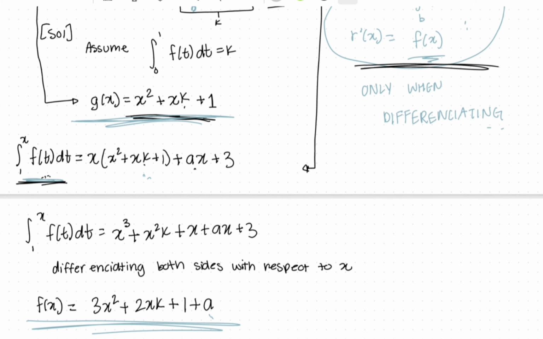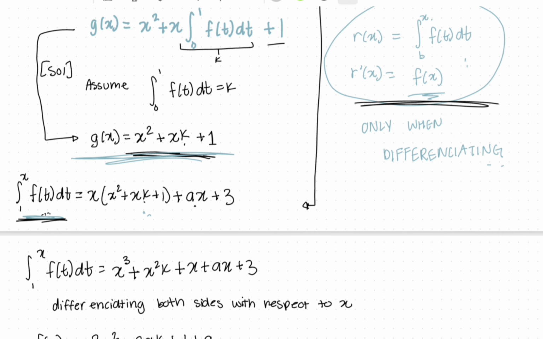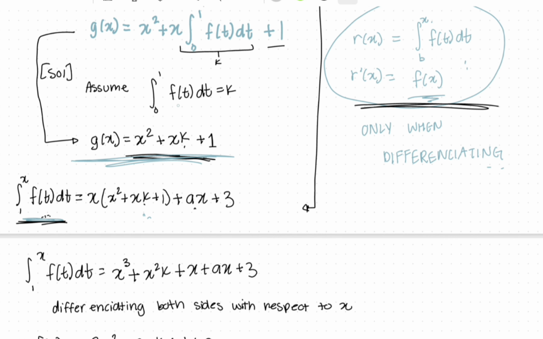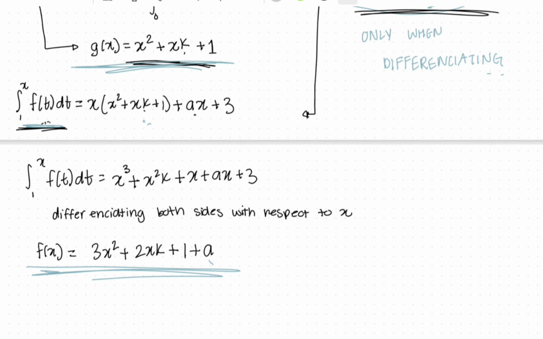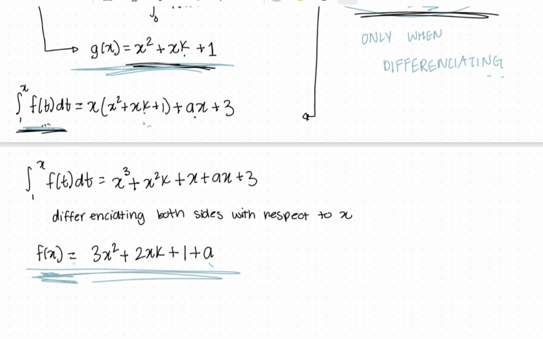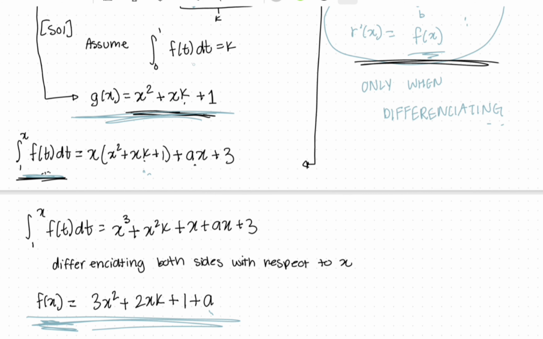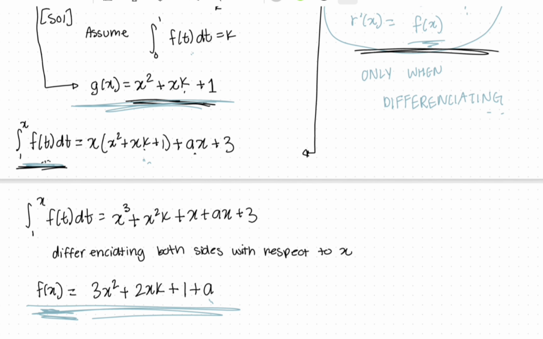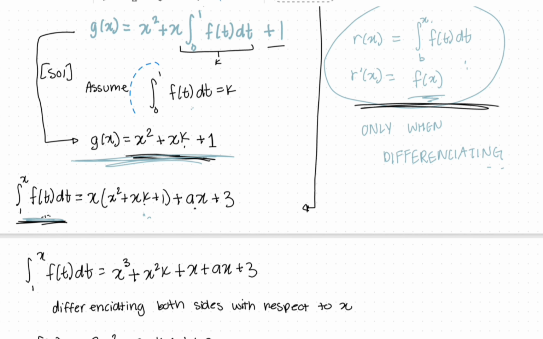But not to worry, we see that when we assumed k, it was in terms of f of t, and this is f of x. So let's replace this f of x in here. So let me just copy this.